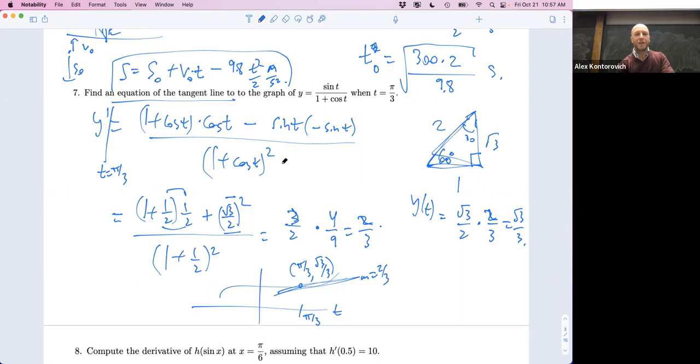So the equation of the tangent line will be y minus the y value, root 3 over 3, is equal to slope 2/3 times x minus pi over 3. It's in t's, whatever, t minus pi over 3. That is the equation of the tangent line. Any questions?